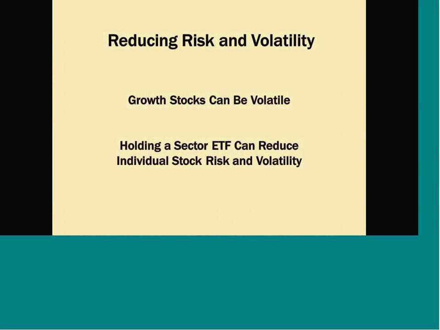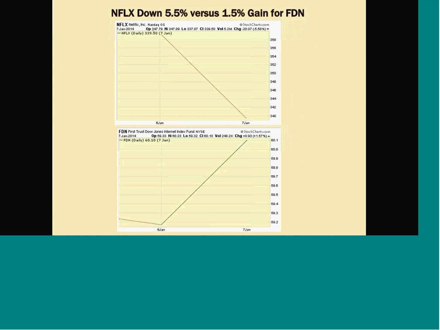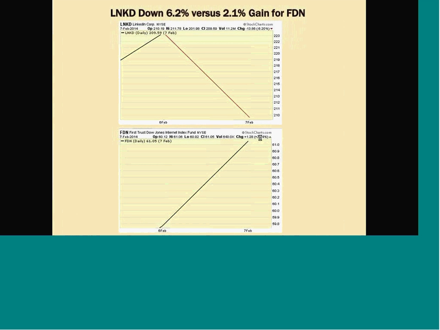And I got a couple of examples here. On January 7th, Netflix was down 20 points, and that's a big component of the Internet Index, and that index was actually up 1.5% that day. So even though Netflix was down 20%, the ETF was up 1.5%. Here's another example. This is on February 7th, LinkedIn down $13, and the Internet Index was actually up 2% the same day.